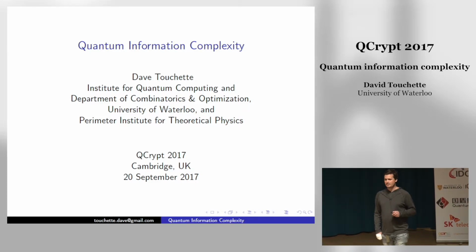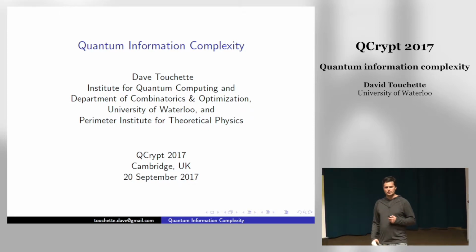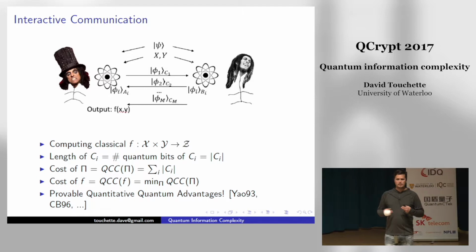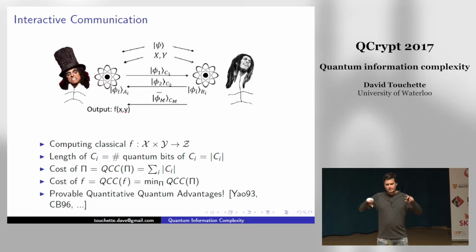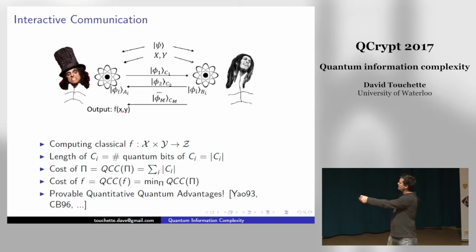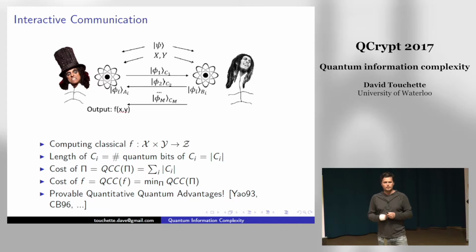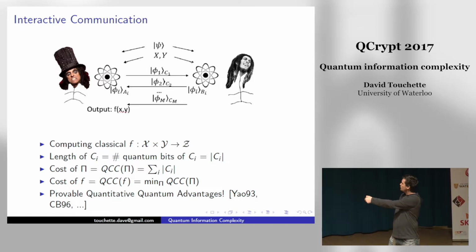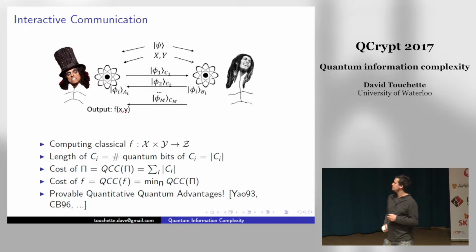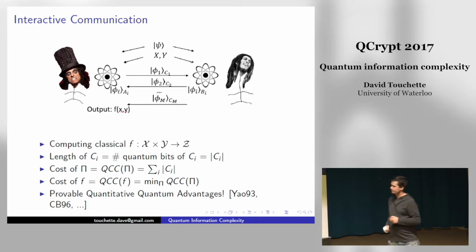It's a real pleasure to be here, and as I said, I'll be talking about quantum information complexity today. So the setting is the following. We have two parties, Alice and Bob, who each have their own private input. So Alice has input x, Bob has input y. They're separated, but linked through some quantum communication channel. And what they wish to compute is some classical function f of their joint input, x and y. So they want to output f of x and y.